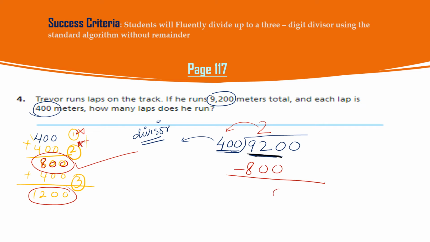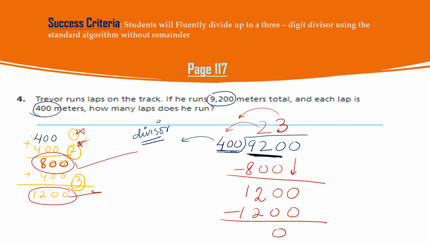Subtract 0 minus 0, 0, 2 minus 0, 2, 9 minus 8, 1. Bring this 0 down. What do we get? 1200. Can you see 1200? Wow, we can see it here. How many times does 1200 go in the table of 400? 3 times. Yes, 3 times 400 gives us 1200. We subtract it and we get 0. So how many laps does he run? From here we answer, okay? He runs 23 laps.